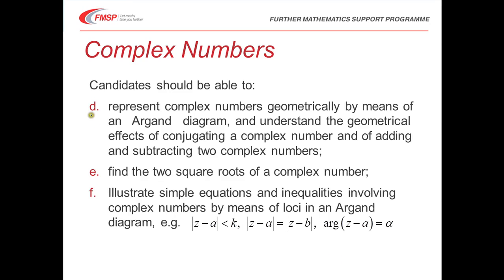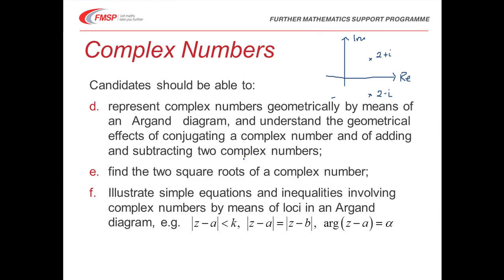Part D says we should be able to represent complex numbers geometrically by means of an Argand diagram and understand the geometrical effects of conjugating a complex number and of adding and subtracting two complex numbers. So if we take an Argand diagram, just remember we have a vertical axis and a real axis. The real axis represents the set of real numbers, the real part, and the vertical axis represents the imaginary part. So if we have, for example, a complex number 2 plus i, then its conjugate will be a reflection in the real axis. So 2 minus i, the conjugate, is a reflection of the complex number 2 plus i. So that's what they mean here by the geometrical effects.